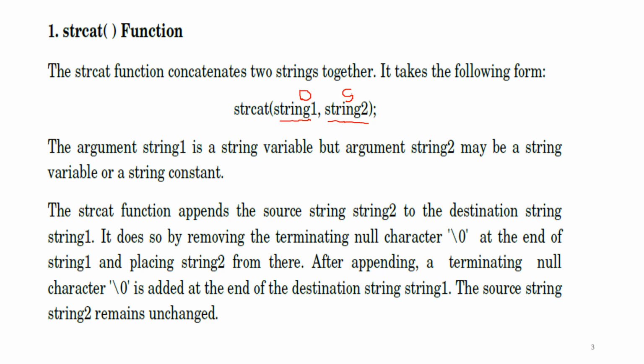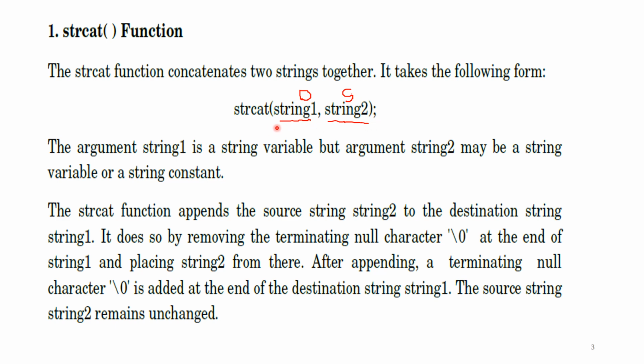Now let's learn each of the functions mentioned in the previous slide in detail. Let's first look at the STRCAT function. STRCAT stands for string concatenate. The function concatenates, combines two strings together. The syntax of the function is STRCAT, then within parentheses string 1 comma string 2, then a semicolon.